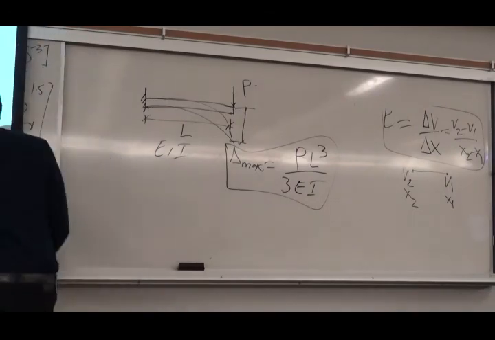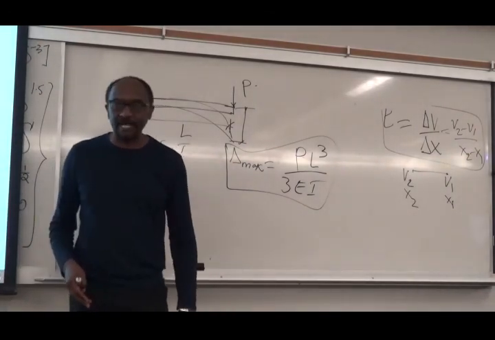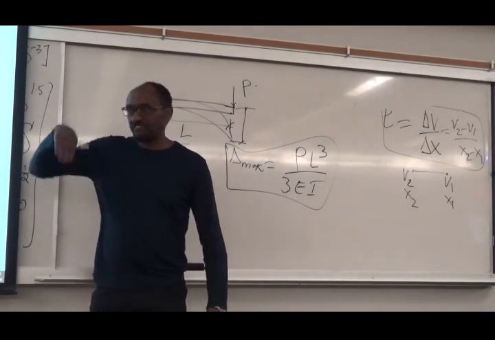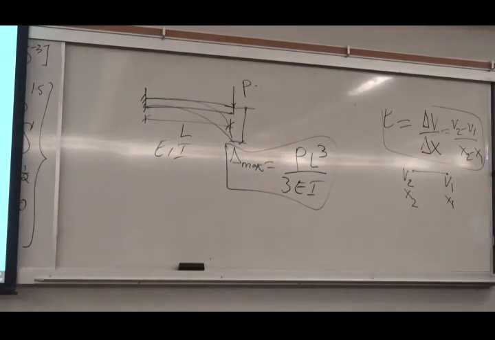Actually, the way that this was designed was just this: PL cubed over 3EI. Nothing complicated, because it's a very simple structure. Now, of course, things are not always like this. Here I will show you the derivation. So it's essentially PL cubed over 3EI.